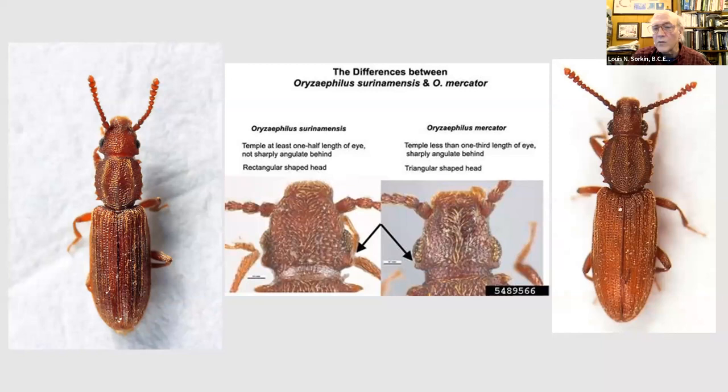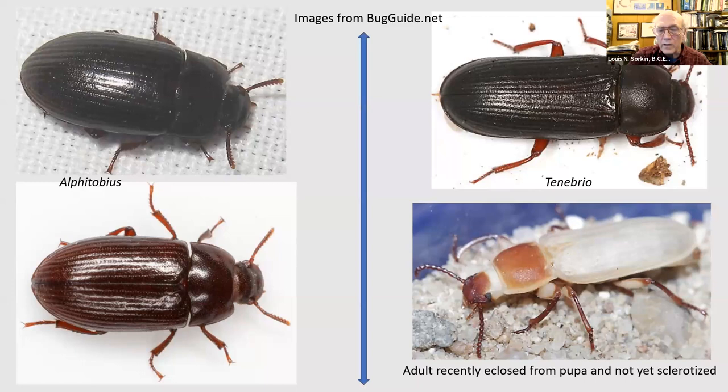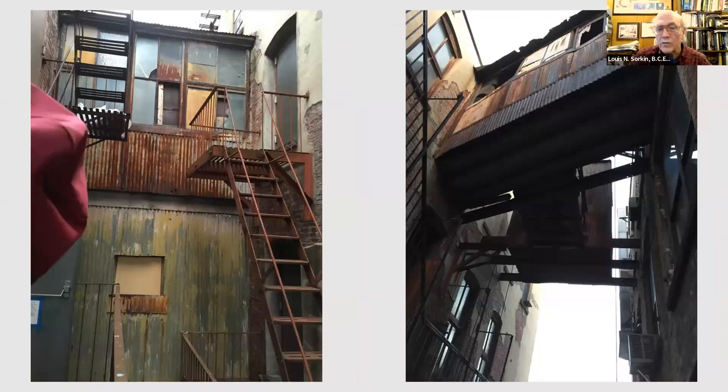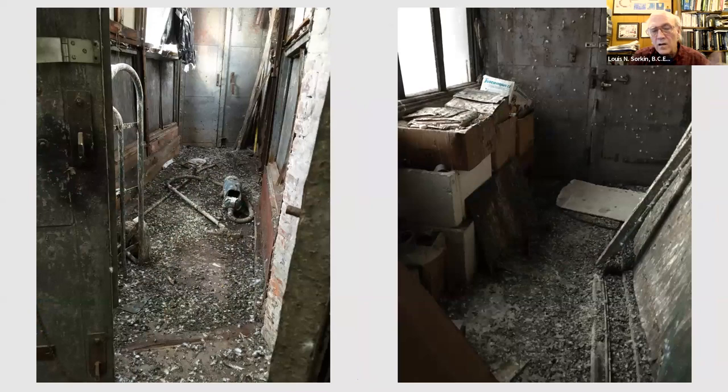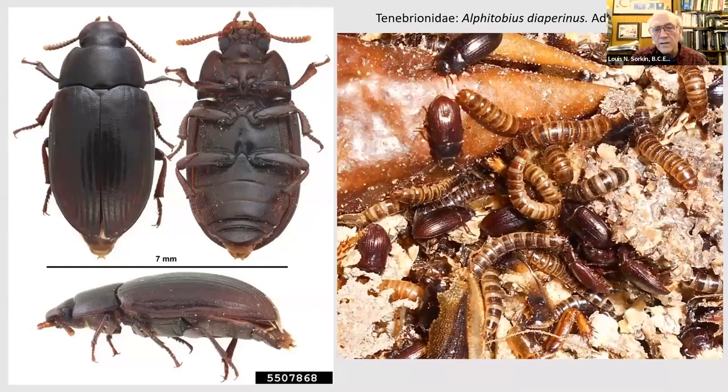And these are tenebrionid beetles, the one just recently closed, so it's pale colored. It has to darken over time. And this is Alphitobius infestation, one of the tenebrionid beetles, where pigeons nested, and they were feeding on that. They'll also skeletonize carrion, similarly to the way dermestids do.